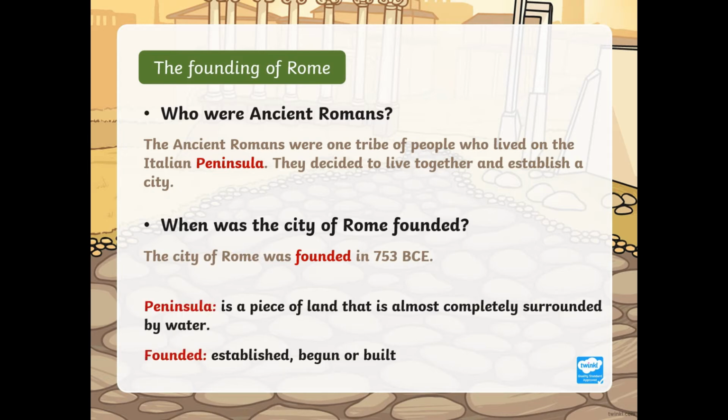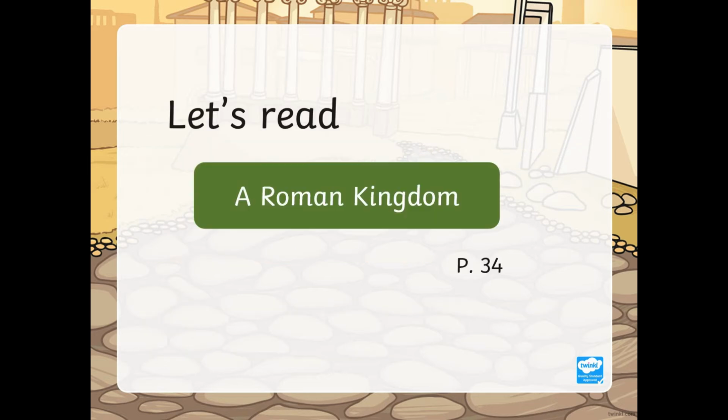A peninsula is a piece of land that is almost completely surrounded by water. Founded means established, begun, or just starting to build something. Let's move on to the second paragraph.